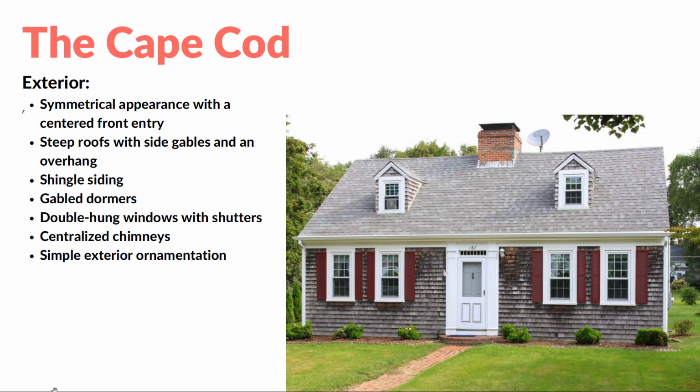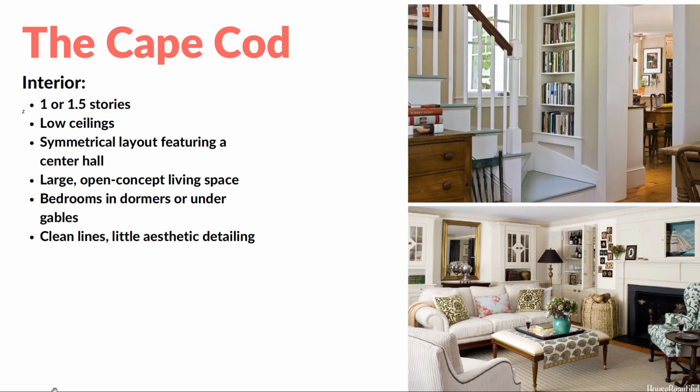So the Cape Cod on the exterior is symmetrical. There's generally a centered front door and a centered chimney above it. The roofs are usually steep, and there are gables popping out. They have shingled siding very often, not always. Generally double hung windows with shutters on the sides, and they're very simple.